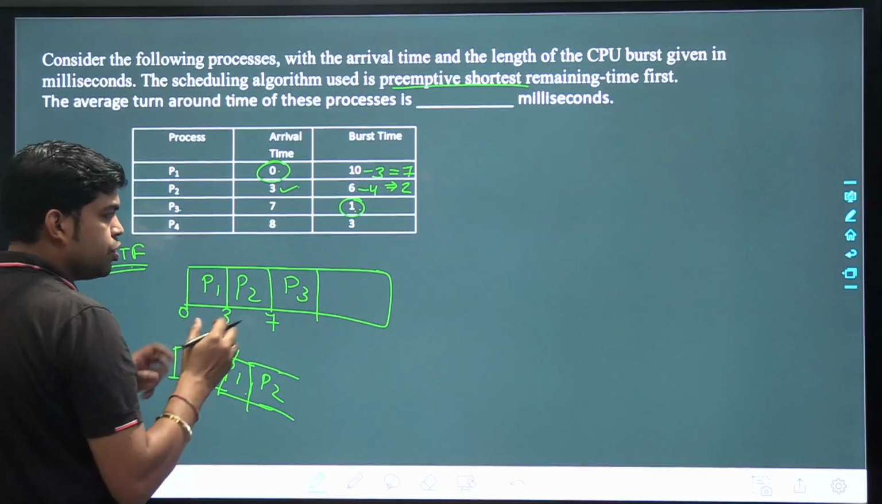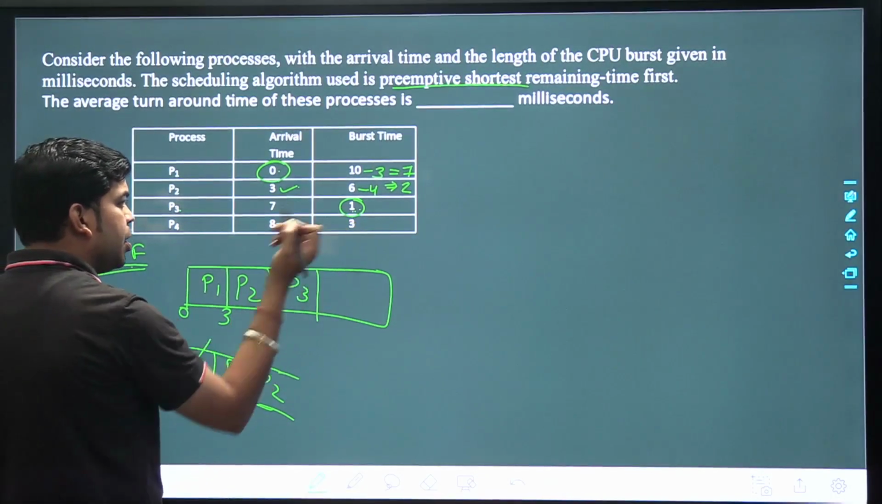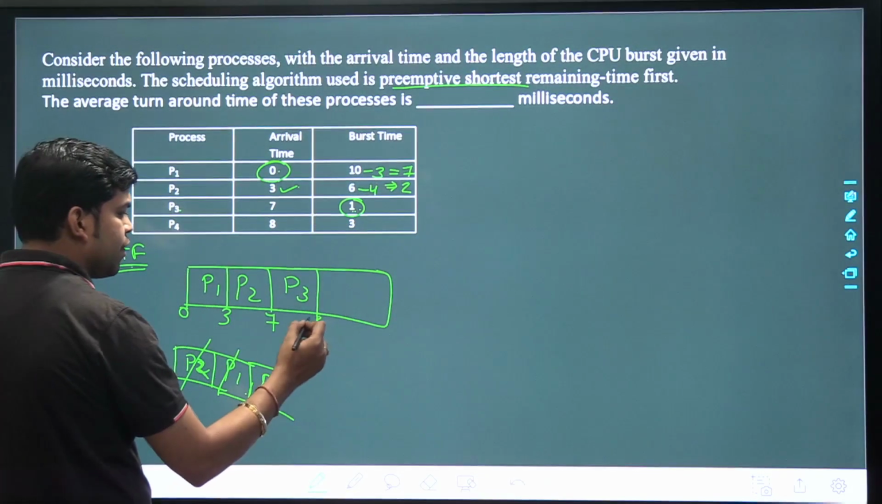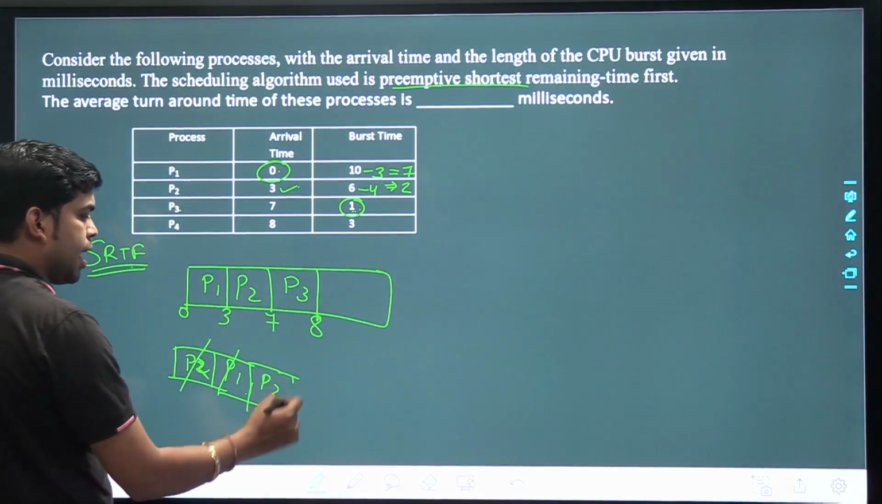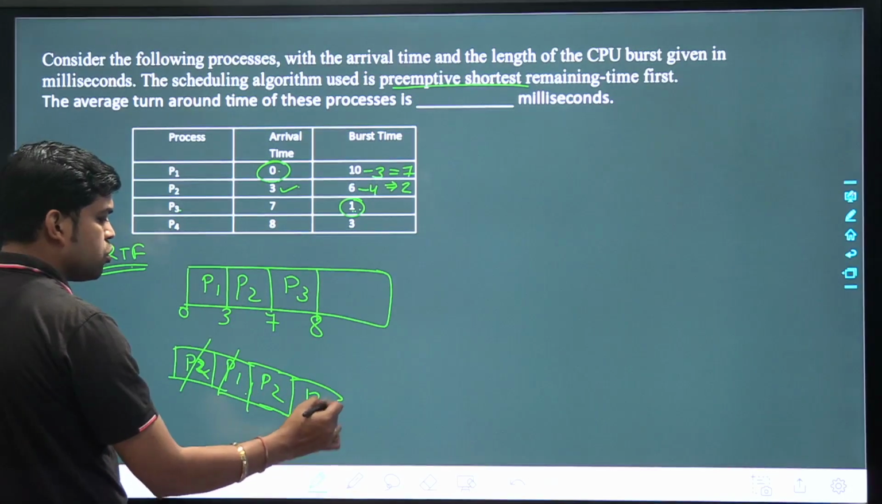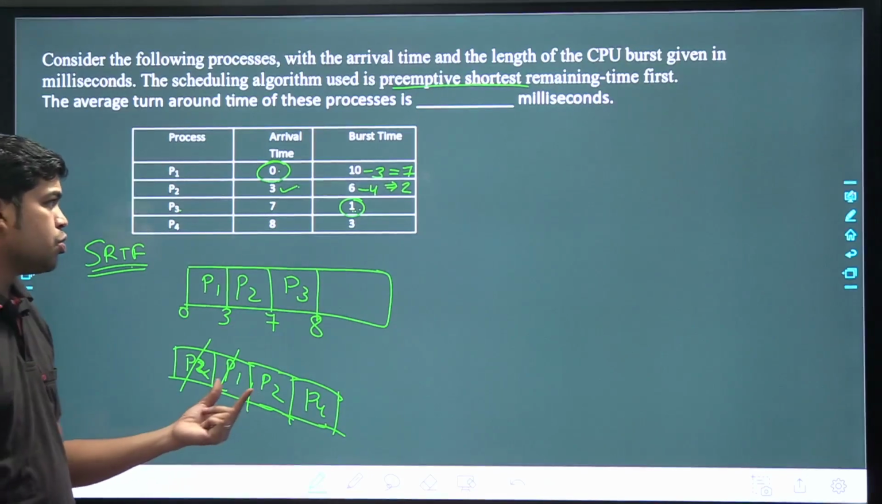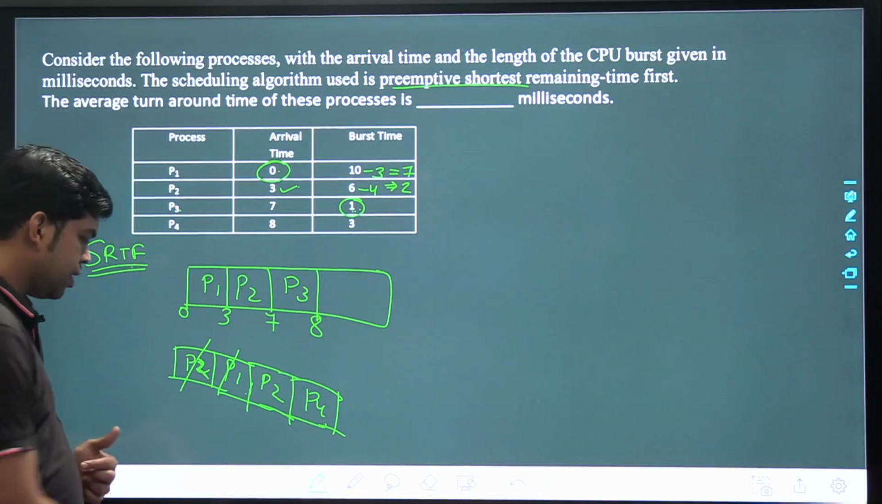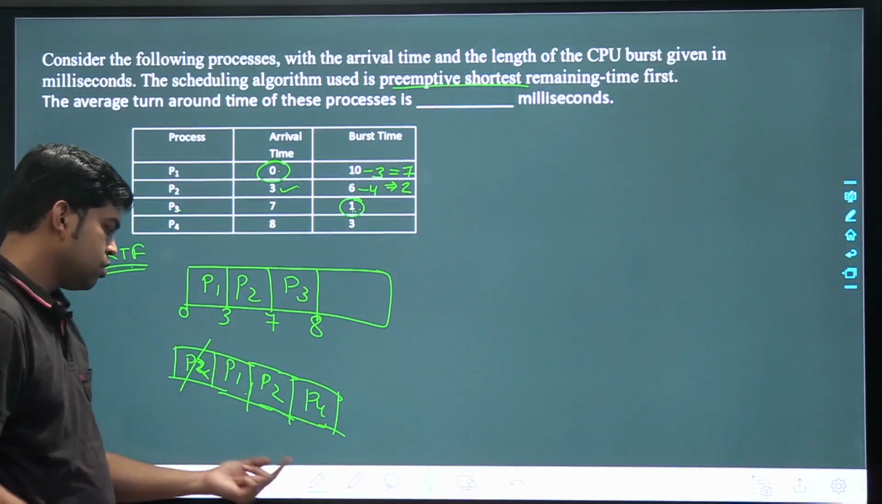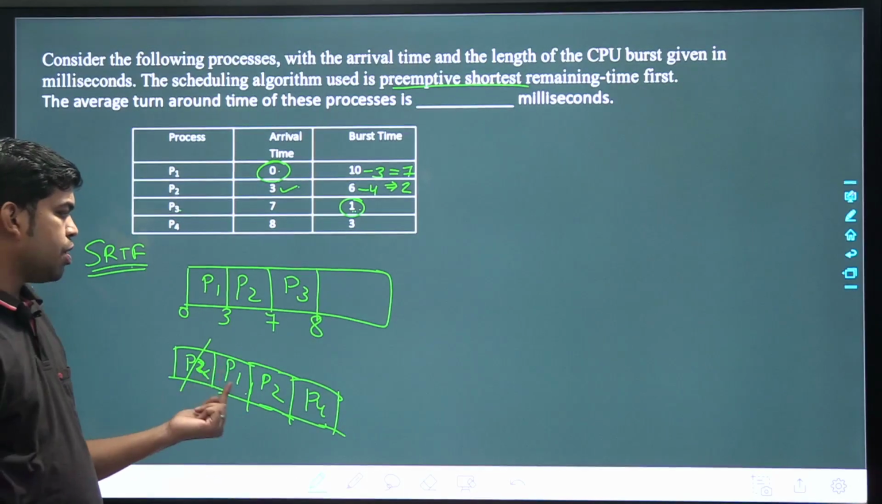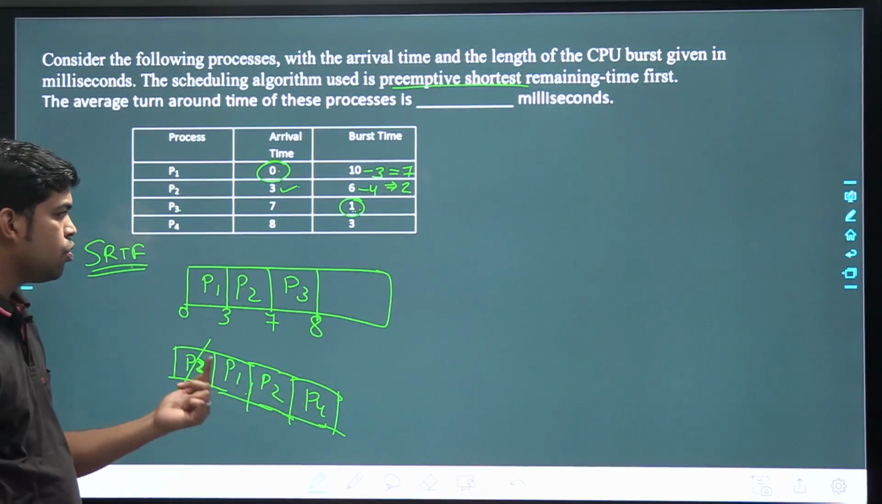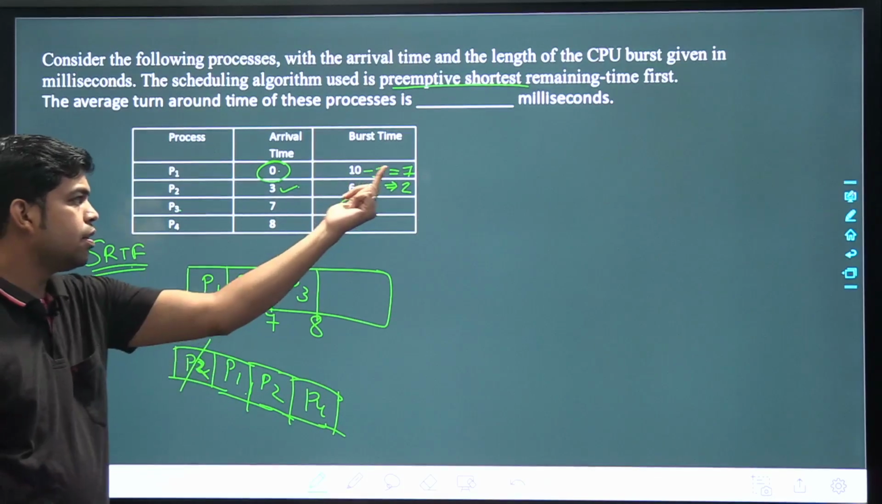Got it? P2 is in the ready queue, and P3 requires exactly 1 unit of time, so it will execute completely. Now at time 8, the next process P4 is also in the ready queue. Now there are two processes, sorry, P1 is also in the ready queue. So there are three processes, P1, P2 and P4, in the ready queue. The burst of P1 is 7, remaining burst.